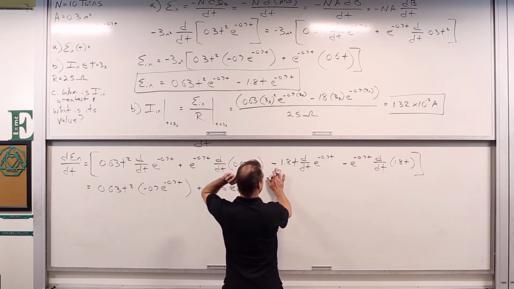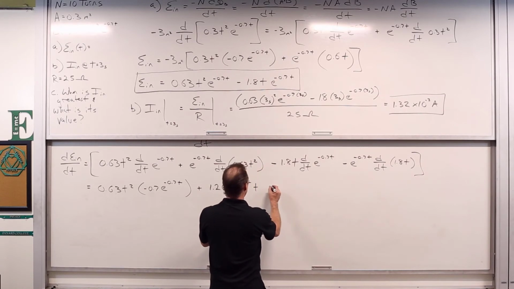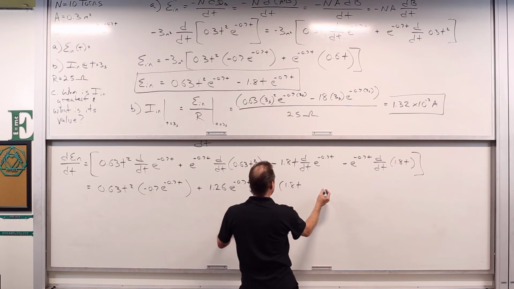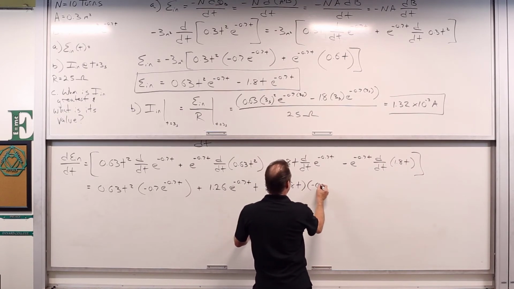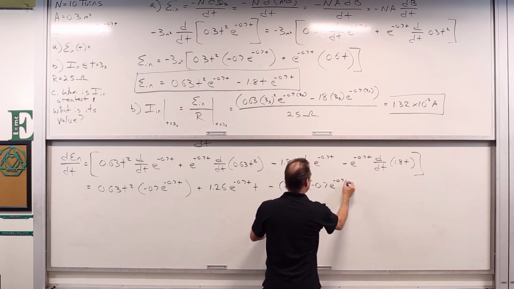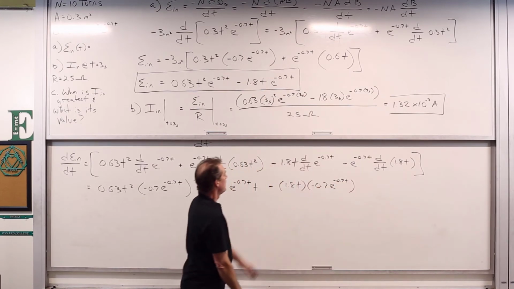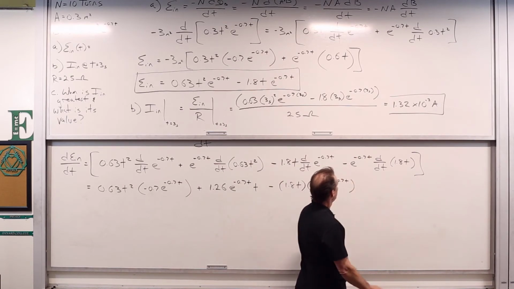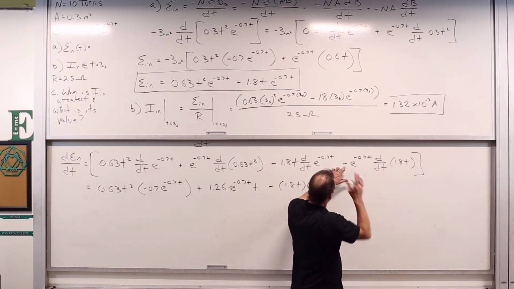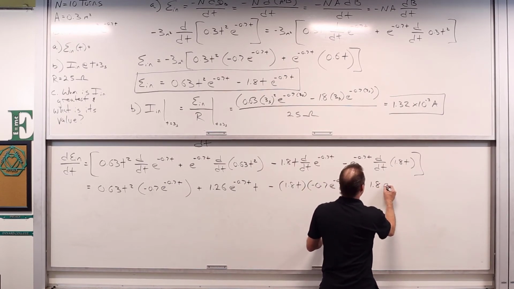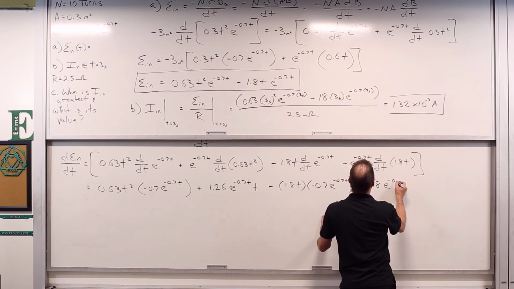Then we've got this, which will give us negative 1.8 t times negative 0.7 e to the negative 0.7 t. And we've got the derivative of this, which is just going to give us a 1.8. We've got a negative, so we've got negative 1.8 e to the negative 0.7 t.